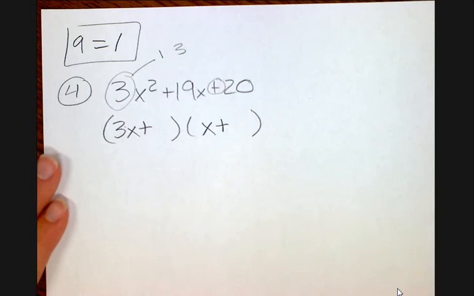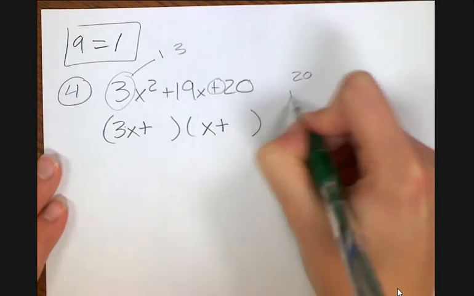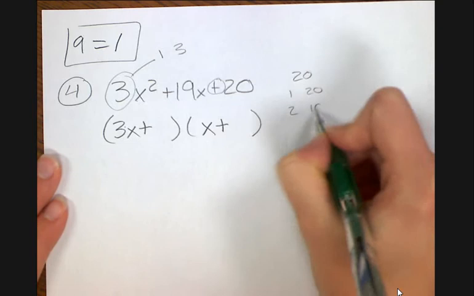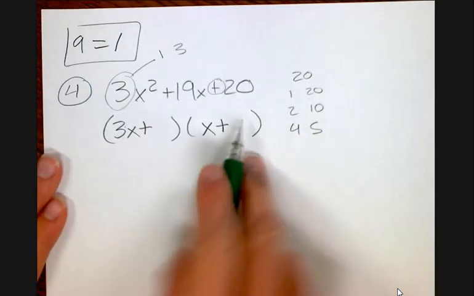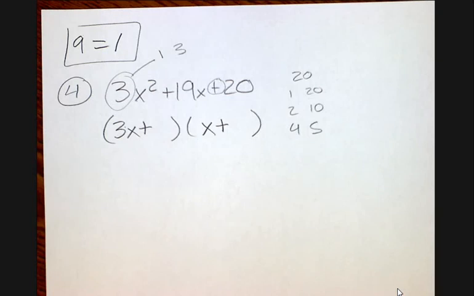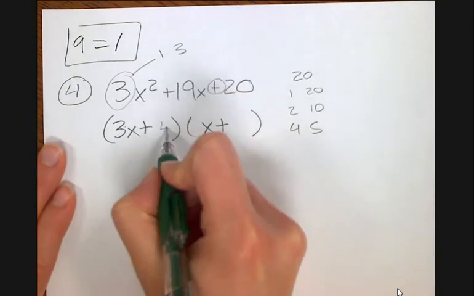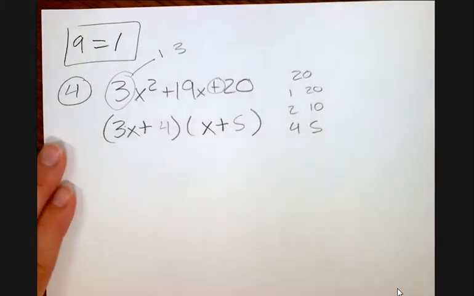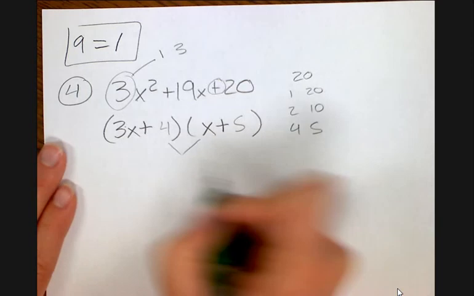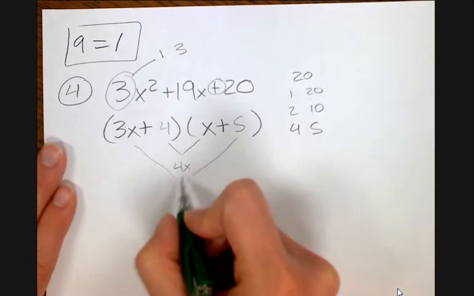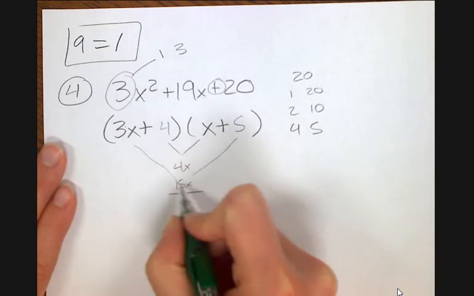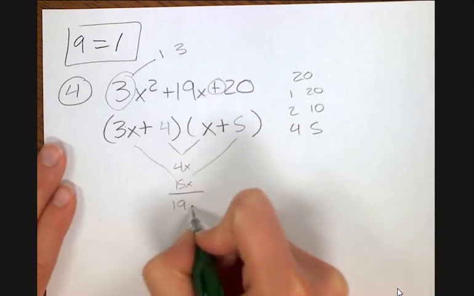And then we still break up our 20. We have 1 and 20, 2 and 10, 4 and 5. And we need to figure out which ones are going to go here. And you may not know right offhand. We have to use the guess and check method. So let's just try to use 4 and 5. And let's see. Okay, 4 times x is 4x. We just need to check the middle numbers. Okay, 3x times 5 is 15x. When we add 15 plus 4, that gets our 19x.